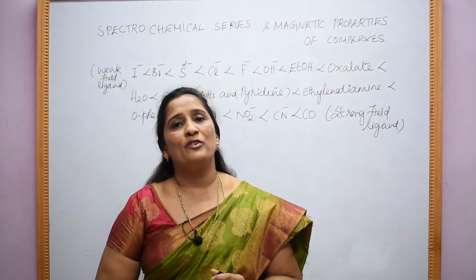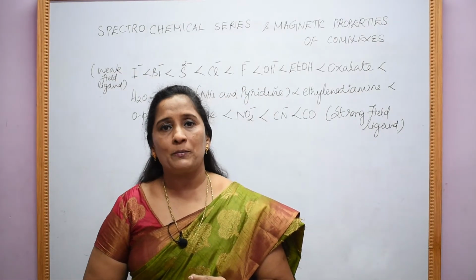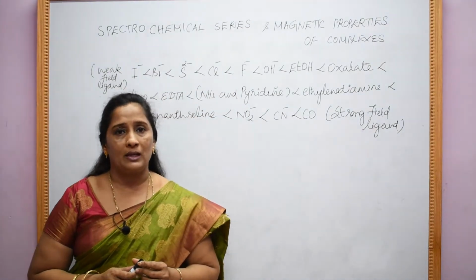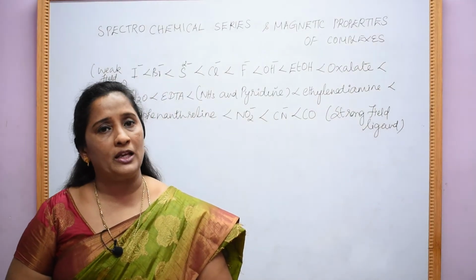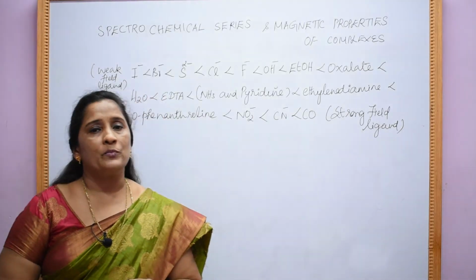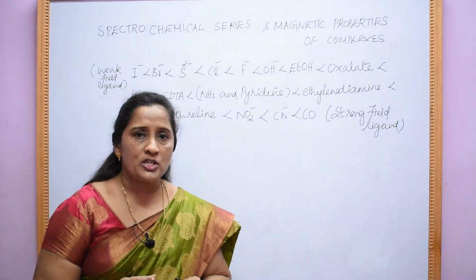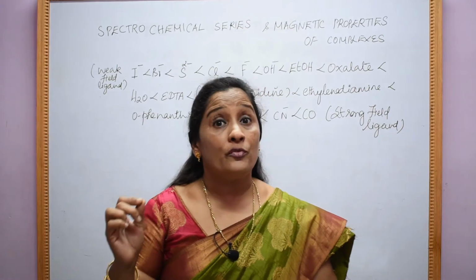In this class, we are going to study about the spectrochemical series and the magnetic properties of complexes. So let us know what is meant by spectrochemical series. Spectrochemical series is a series in which the ligands are arranged in the increasing order of the field strength.